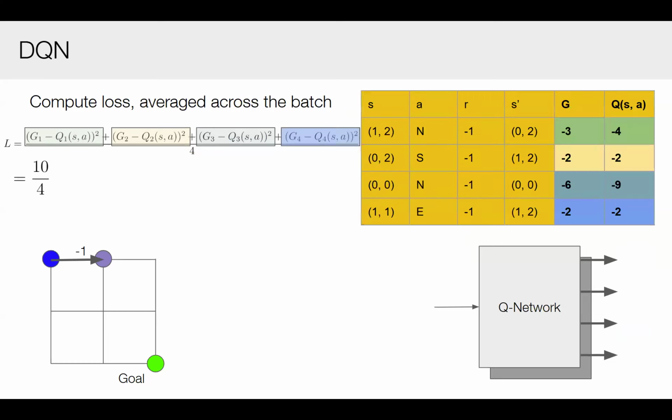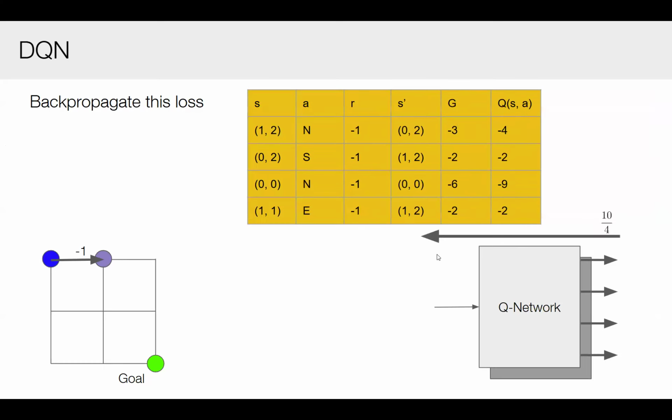Now that we have this, we're going to compute our loss. Our loss is, again, just the MSE loss, the same loss we had in our previous version, only we're going to average it across the batch. So if we have 4 items in the batch, we're going to compute the MSE loss between these pairs, and then divide by 4 to average them. And this loss is then going to be used to update our Q network.